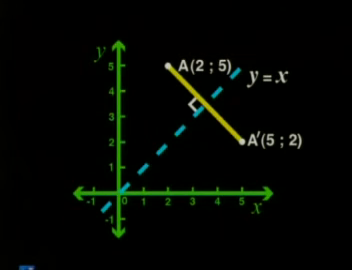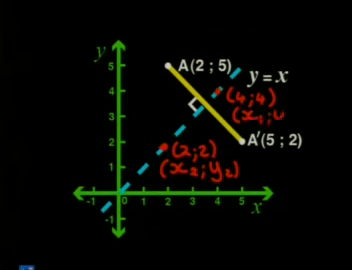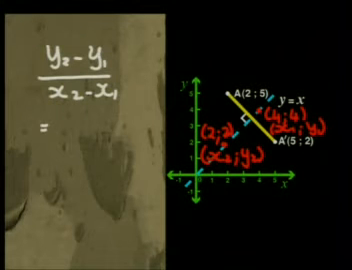To find the gradient of the line y equals x, we need to choose any 2 points on the line. Let's choose 2, 2, and 4, 4. So let me work out the gradient.